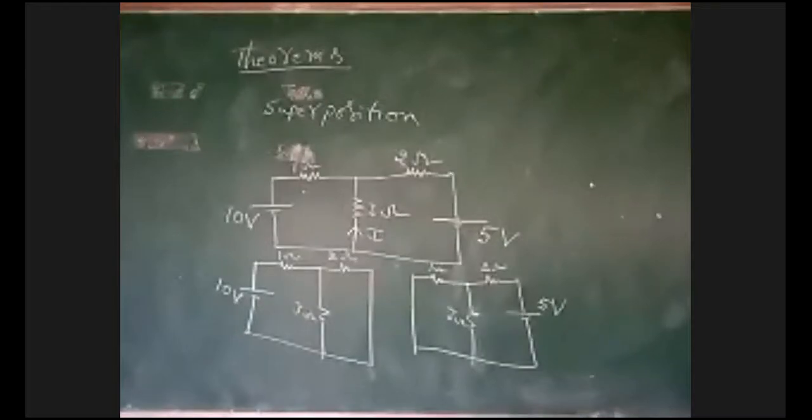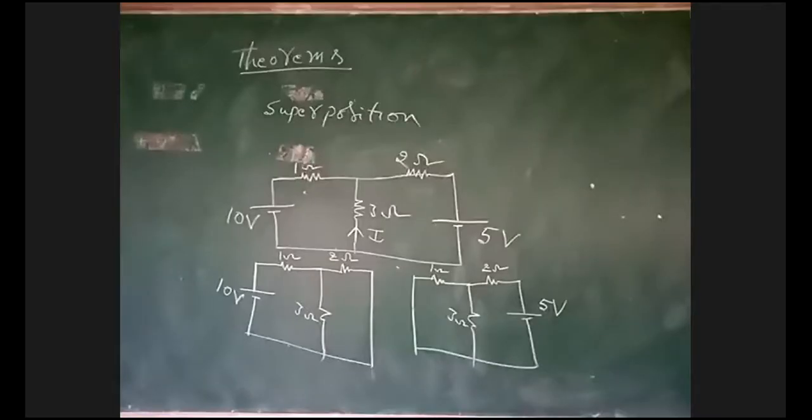Short circuit we have to do. This is the concept in superposition theorem. Only one source is considered at a time. Remaining all voltage sources will be short circuited. Suppose if a current source is there, we have to open circuit that.